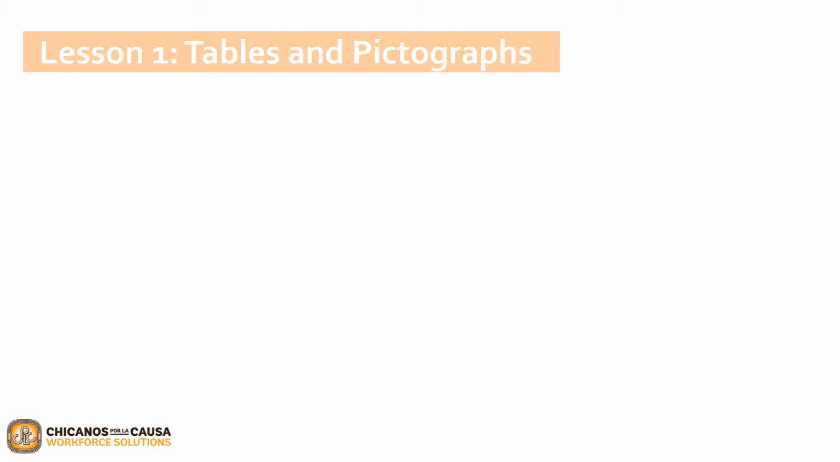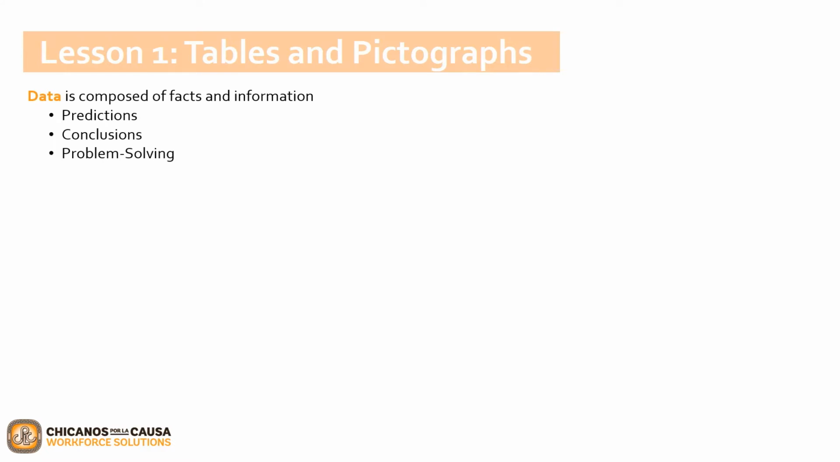So as you may have discerned from the title of this chapter, we are going to be speaking quite a bit about data. Data is composed of facts and information. By analyzing data, we can do all kinds of things, such as making predictions, drawing conclusions, and solving problems. One way to organize data is by using a table. A table helps organize data in columns and rows, with the assistance of appropriate labels, of course, so that the information can be easier to process and understand.